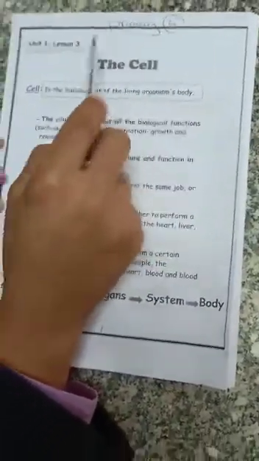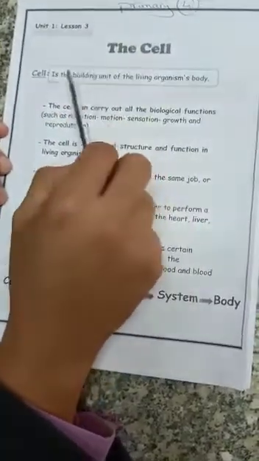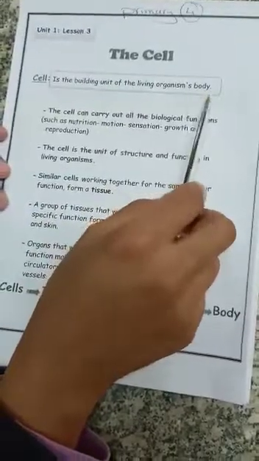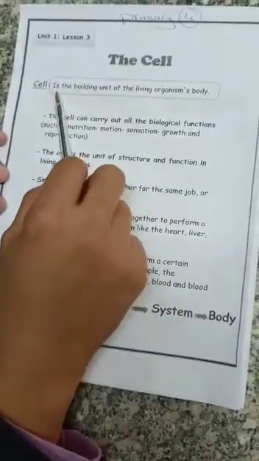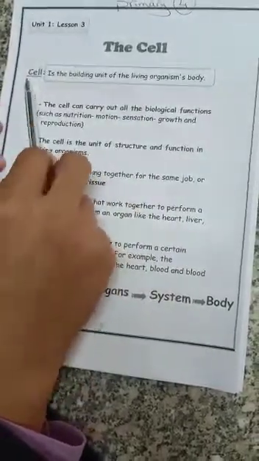Hello, Prim.4. Today we talk about lesson 3, the cell. What is the meaning of cell? It is the building unit of a living organism's body. So, the small building unit in a living organism's body is called a cell.